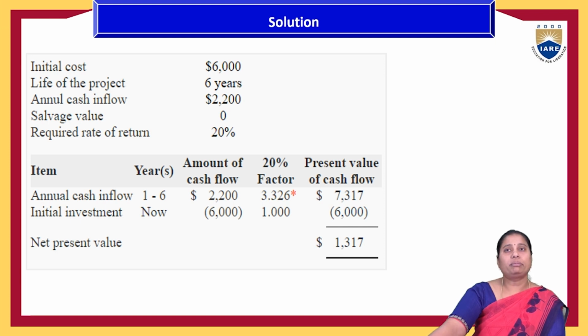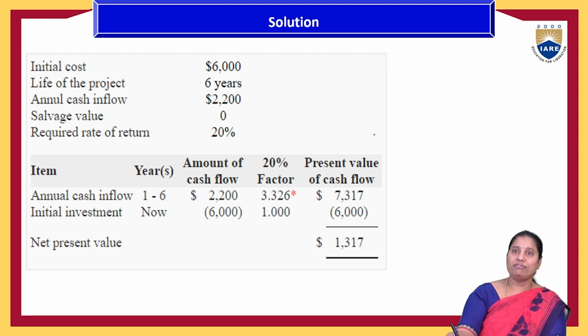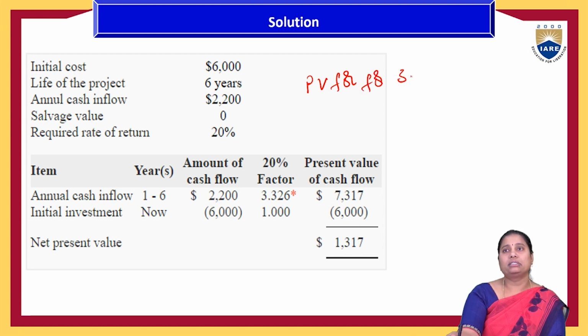The initial investment of the project is 6,000 and the life of the project is 6 years. Annual cash inflow is $2,200. Salvage value is 0 and their expected rate of return is 20%. So first we need to calculate the present value factor for 6 years at the rate of 20%.